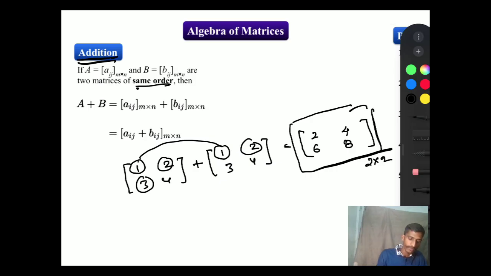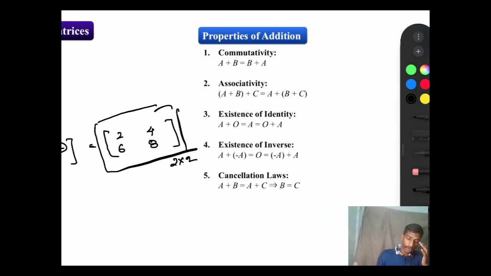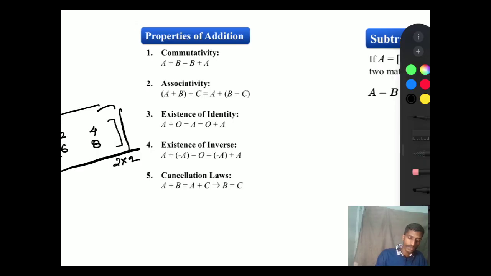So the order should be the same. While adding matrices, the order should be equal. There are some properties that we should know for addition. There is commutativity: we can either add A plus B or B plus A, and we'll get the same value.